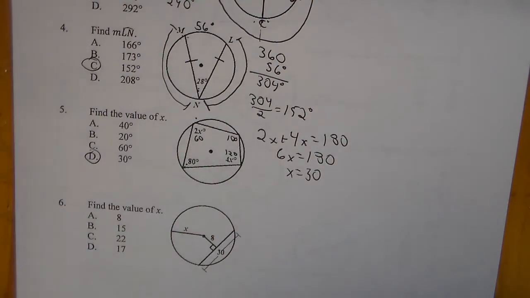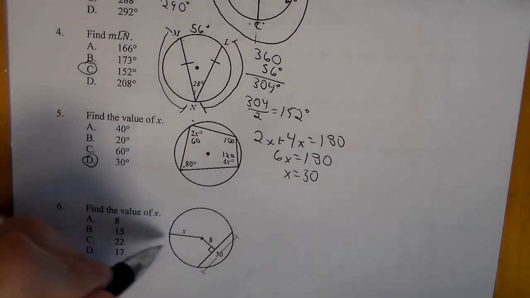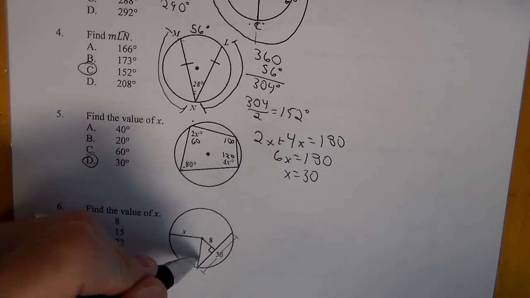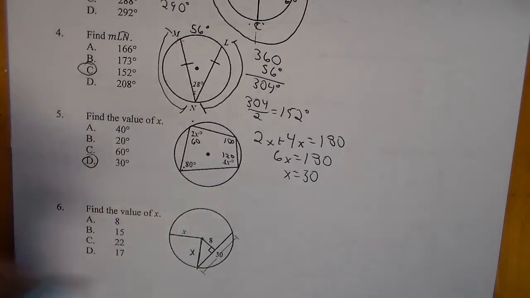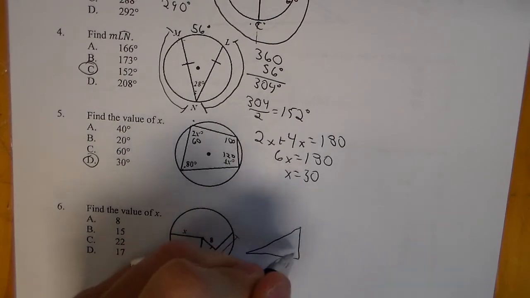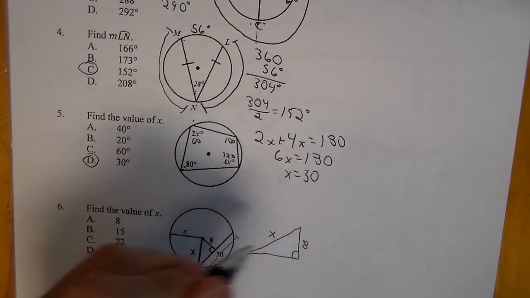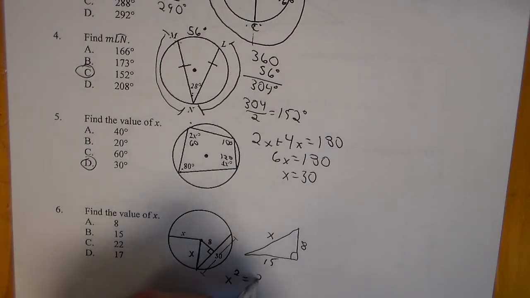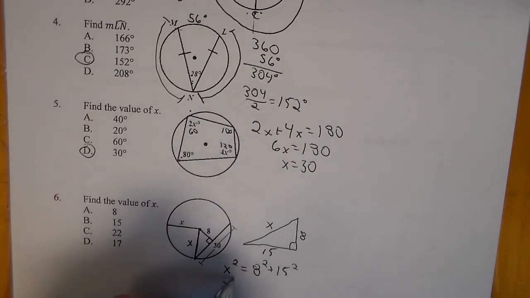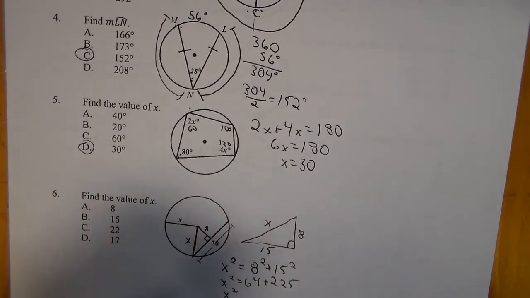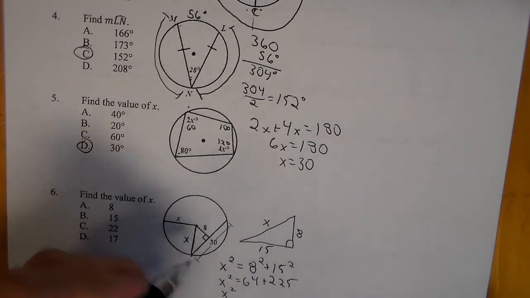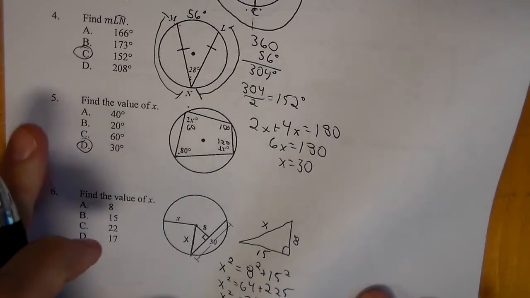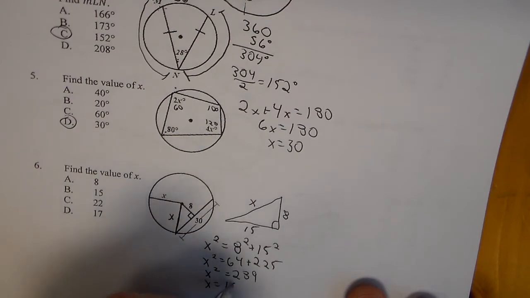For number 6, we need to find the value of x, which looks odd because it's kind of broken off from over here, but x is the radius. So I'm going to draw the radius right here. Now I have a right triangle with 8, x, and this is 15. So x squared equals 8 squared plus 15 squared by the Pythagorean theorem. We get x squared equals 64 plus 225. 64 plus 225 gives us 289. And the square root of 289 is 17.